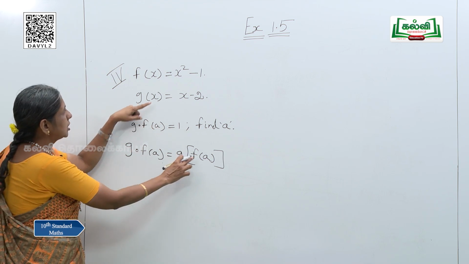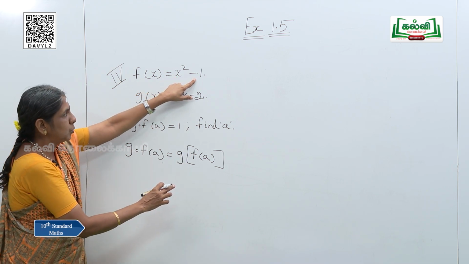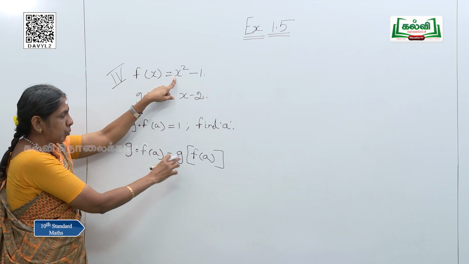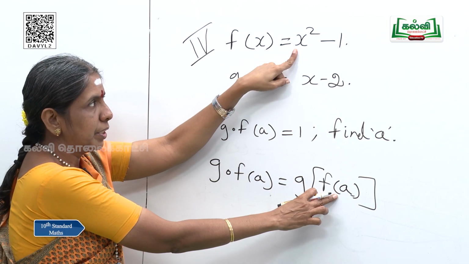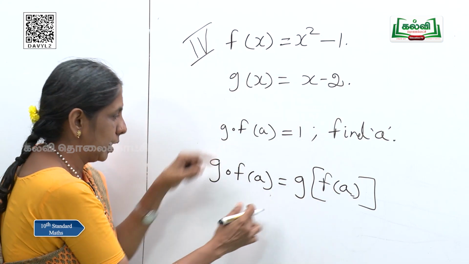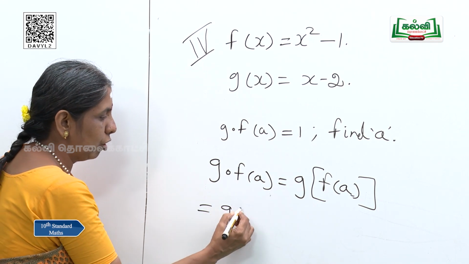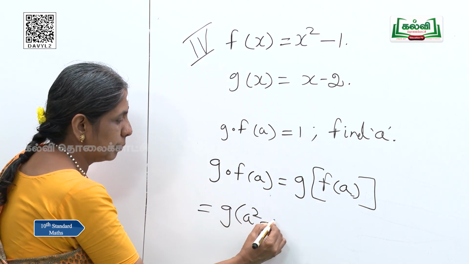Now, what is f of x? x squared minus 1. So, in place of x what are we going to replace? We are going to replace it as a squared minus 1. So, it is equal to g of a squared minus 1.